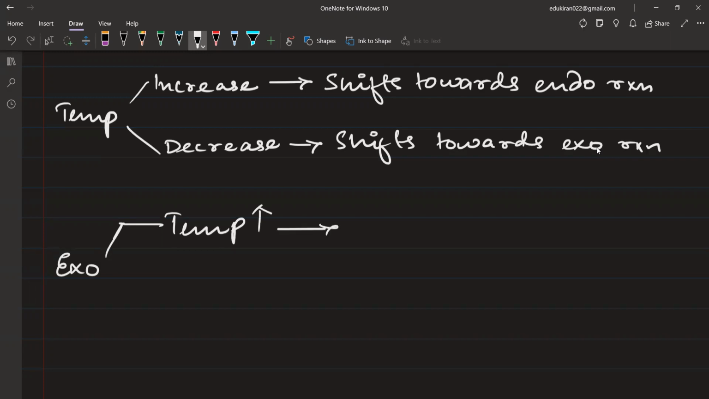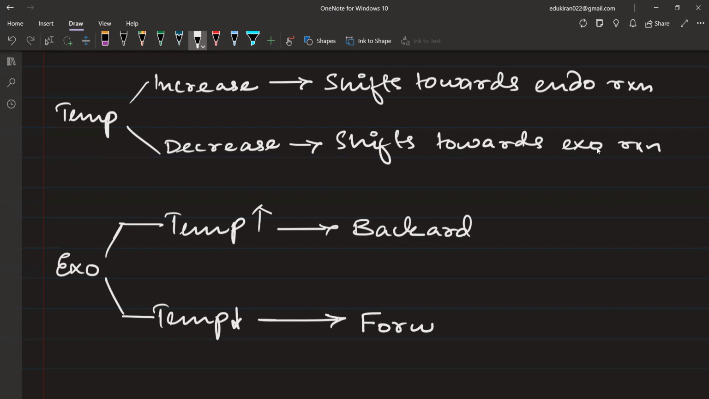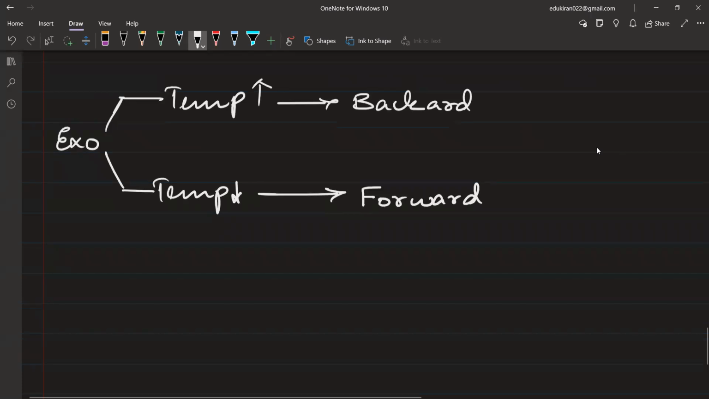then you are going to have backward reaction. The reaction will move toward backward direction, and if temperature is decreased then the reaction will move towards forward direction. ठीक है, after the equilibrium has been established.